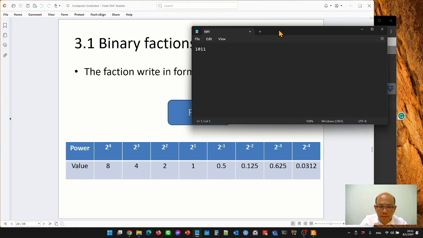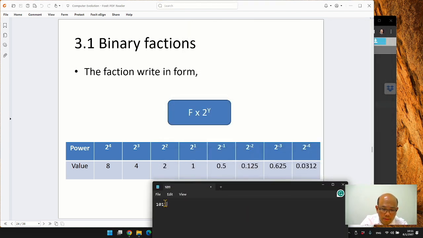In 1011, the rightmost 1 represents 1. The next digit represents 2. The 0 represents 4. And the leftmost 1 represents 8. In total, this is 8 plus 2 plus 1, which is 11.